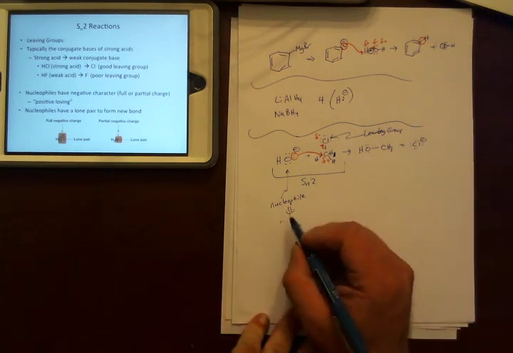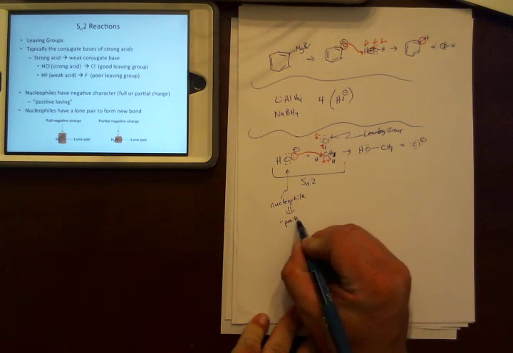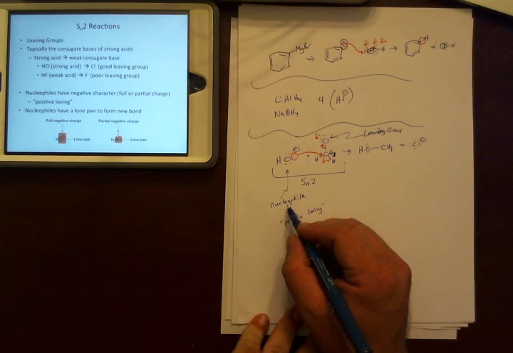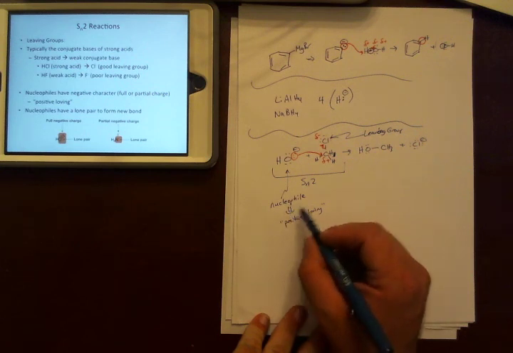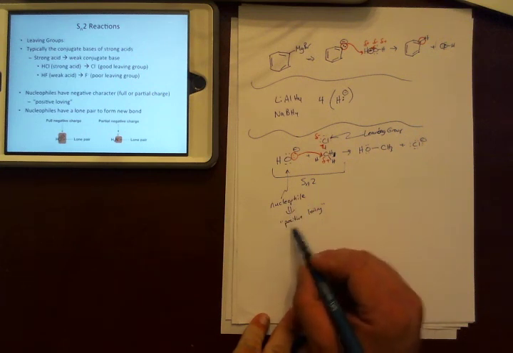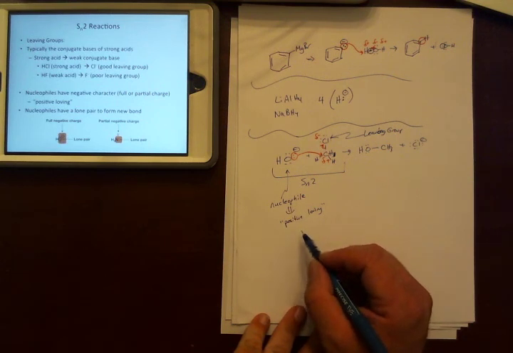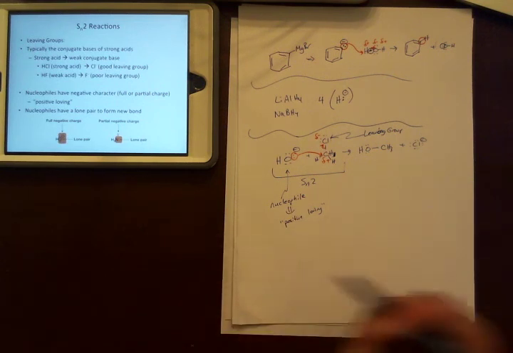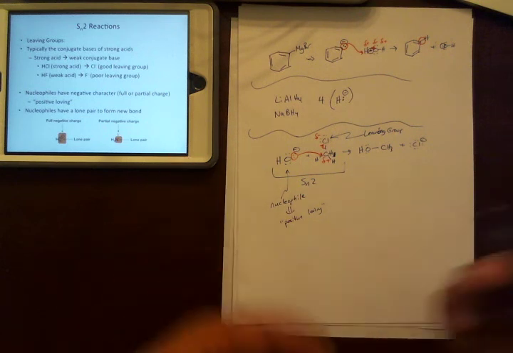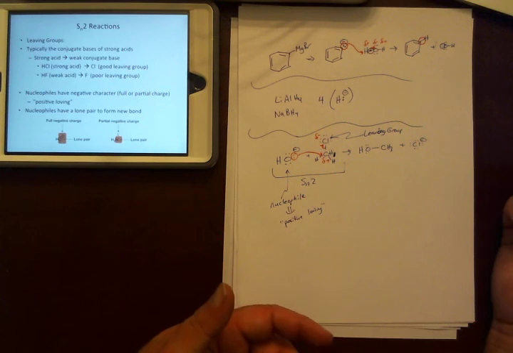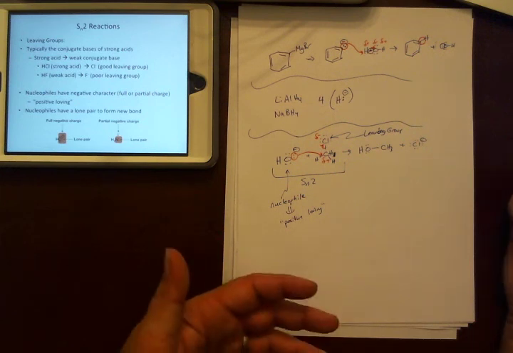So nucleophiles: nucleophile has the same root as nucleus, where all the positive charges are in the atom, and phile means loving. What things are attracted to positive things? Well, negative things, because opposites attract. So if you had an electrophile, a negative loving thing, what's attracted to negative things?